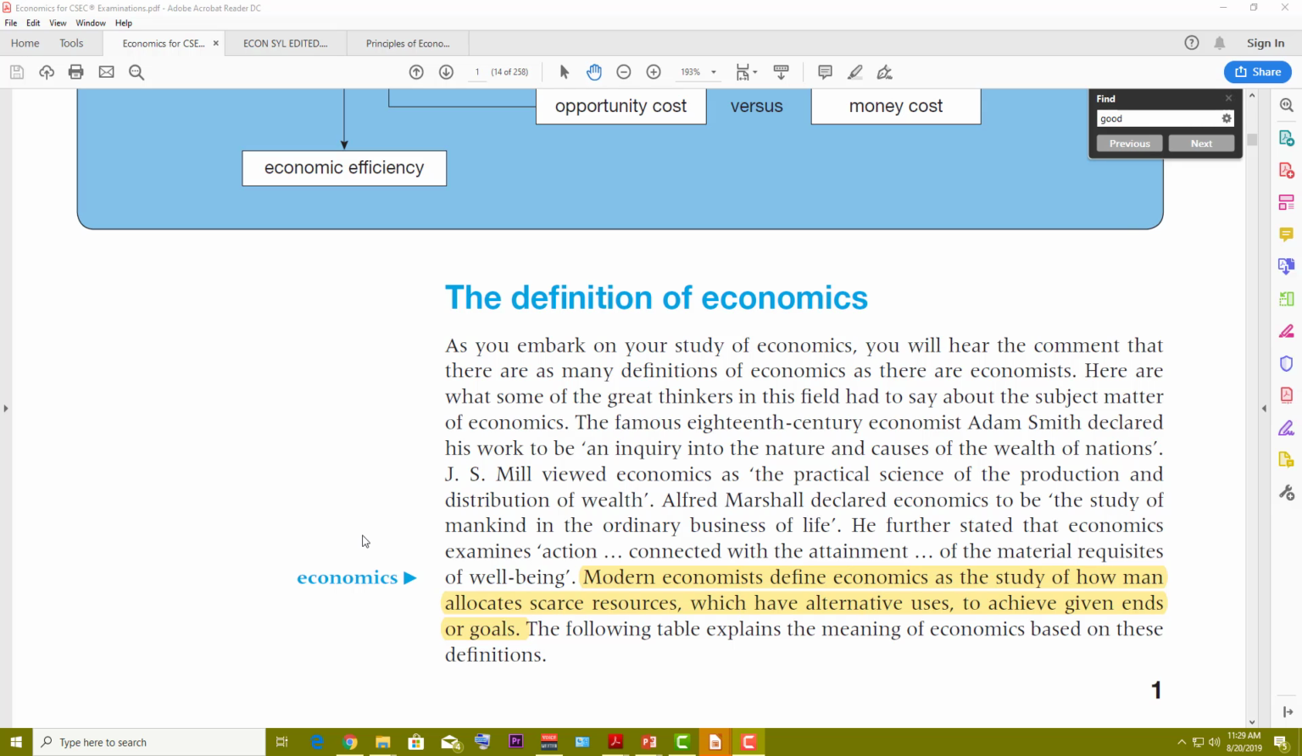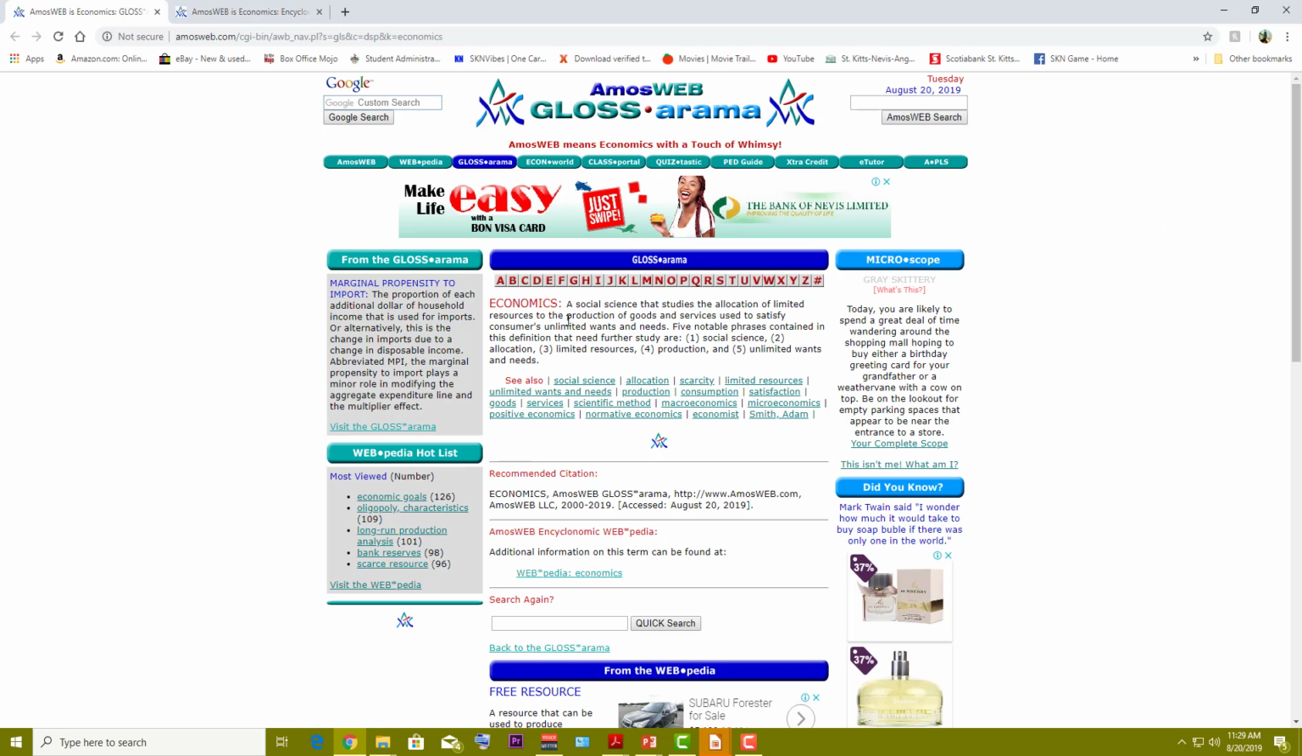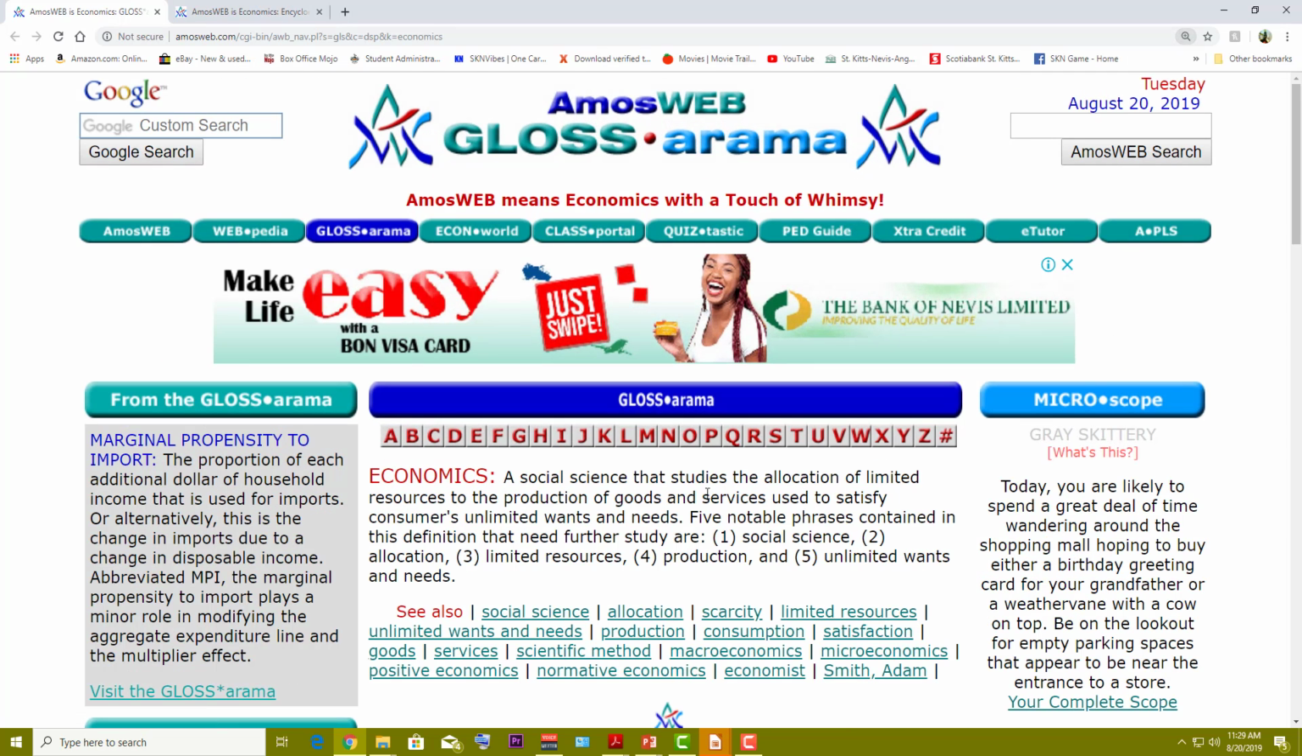So this is the textbook's definition. We can also use a simpler definition from another website. A social science that studies the allocation of limited, or scarce, resources to the production of goods and services used to satisfy consumers' unlimited wants and needs.